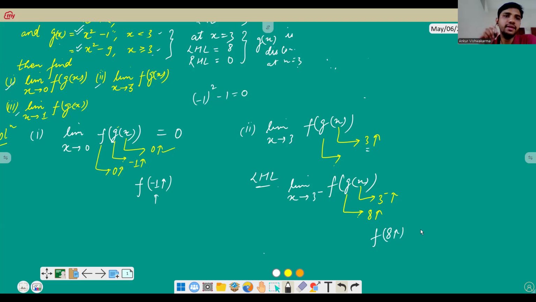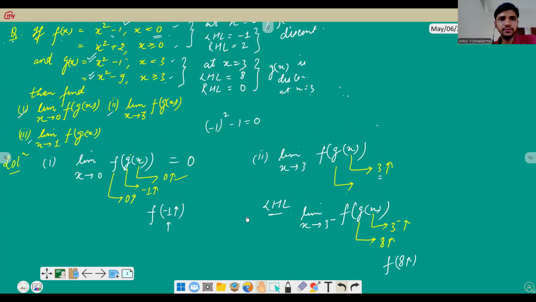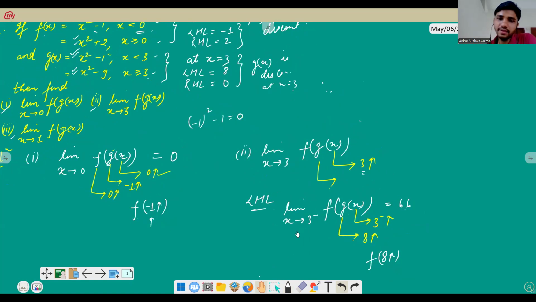Now in the argument of f, we have 8. So when x is approaching 8, which definition of f(x) will we use? Obviously, we will use the second definition, when x is greater than 0. So when x is approaching 8, f(x) will approach 8 square plus 2, which is 66. So we have got our answer for the LHL: limit x tending to 3 minus of f of g of x is 66.